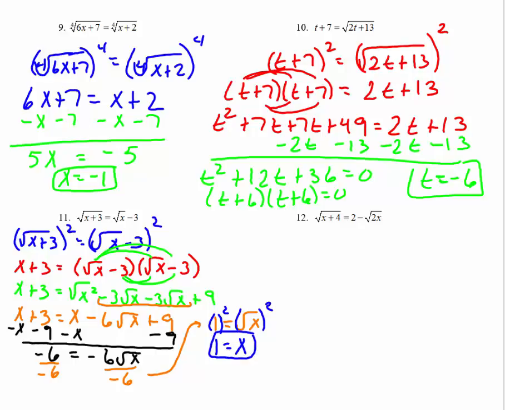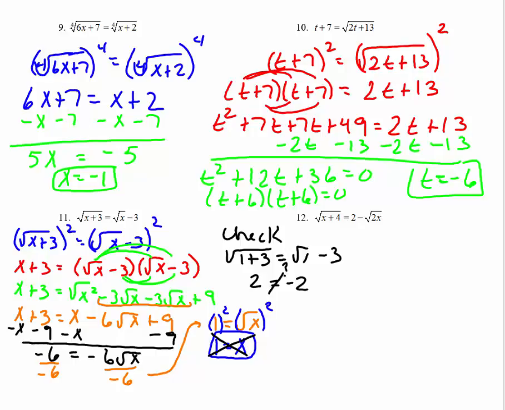When I check x equaling 1 back into the original, let's do so. I'll do the check stage right here. I end up with the square root of 1 plus 3 is supposed to equal the square root of 1 minus 3. Well, 1 plus 3 is 4, and the square root of 4 is 2. Square root of 1 is 1, and 1 minus 3 is negative 2. So it did not work out.